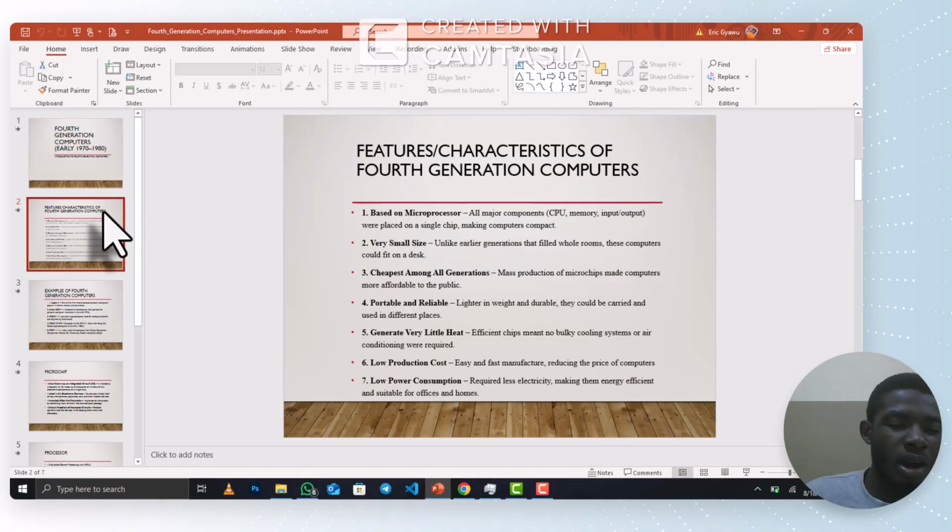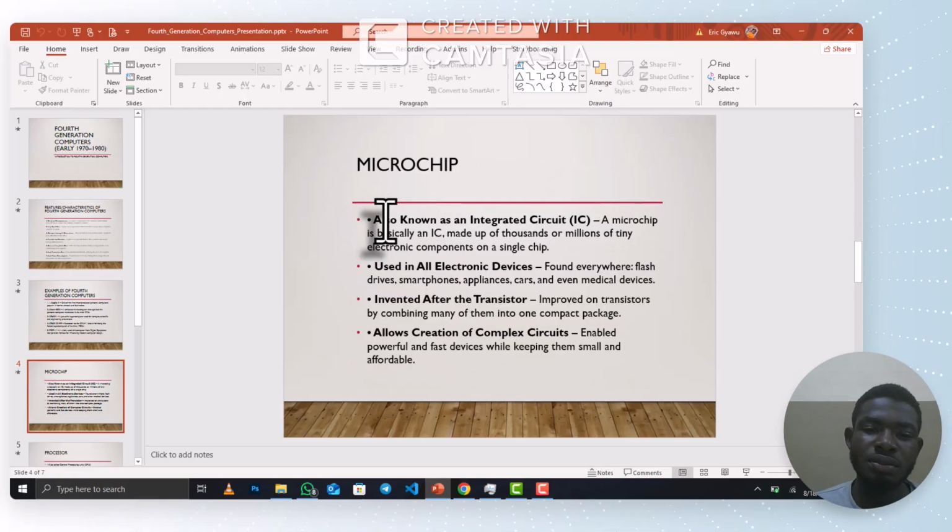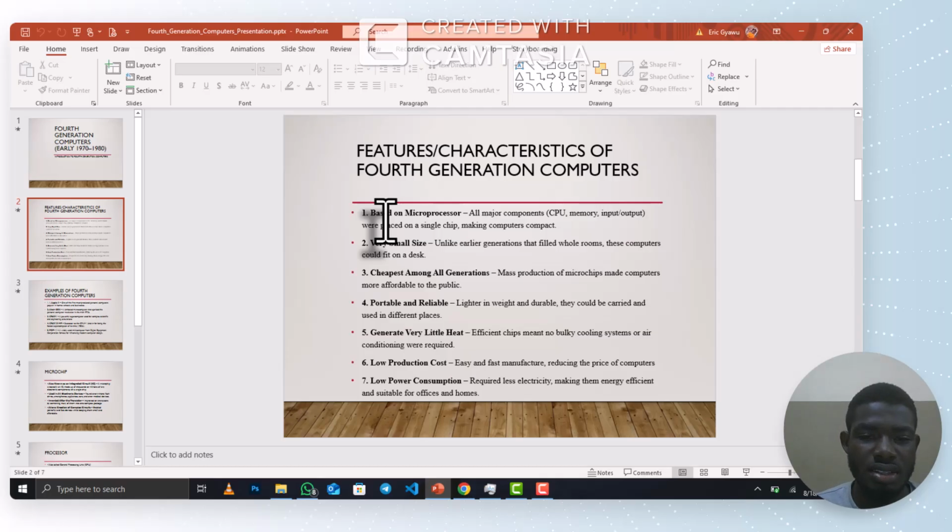So, our next topic will be the features of these fourth generation computers, that is, the characteristics. First one, they are based on microprocessors, as I said. All the major components, the CPU, memory, and input and output, were placed on a single chip, making computers compact without any complications. The next one, they are very small in size.